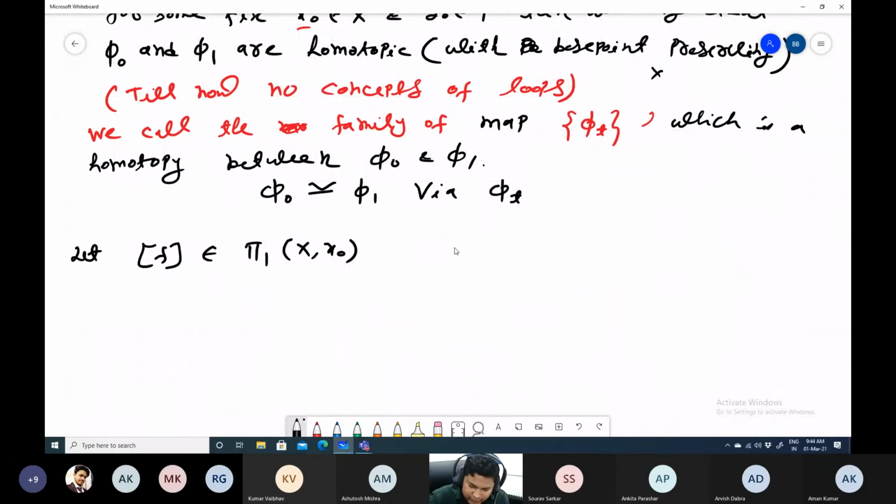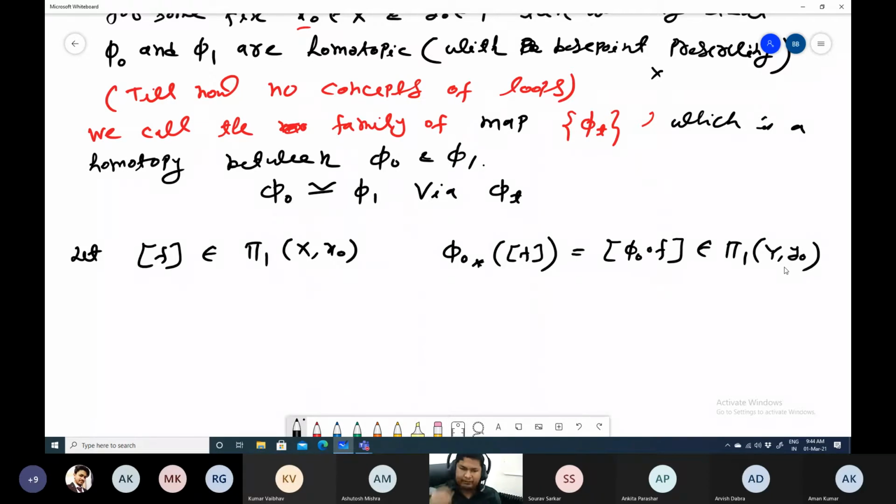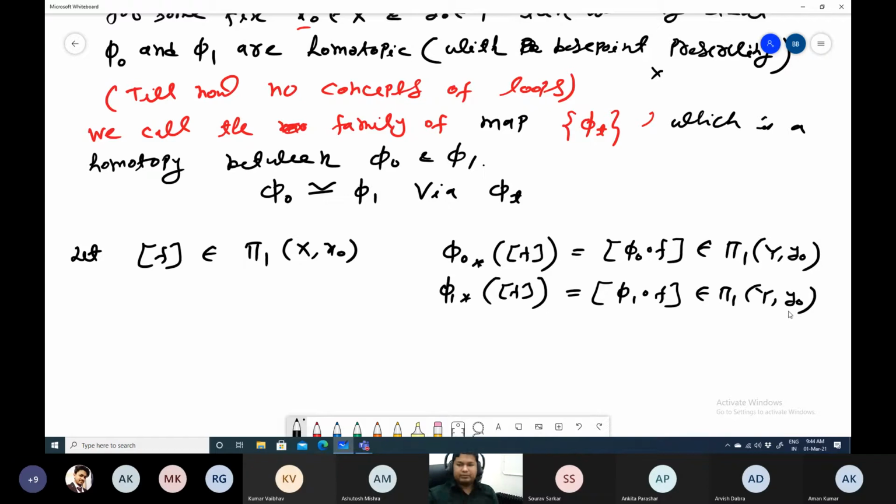Right. Now what is phi 0 star f? That is just phi 0 composed with f, and that is in pi 1 of Y comma y0. Similarly, what is phi 1 star f? It is phi 1 composed with f. Again it is in this. That is why we needed base point preserving, because of this. See, here it is y0, again here it is y0.